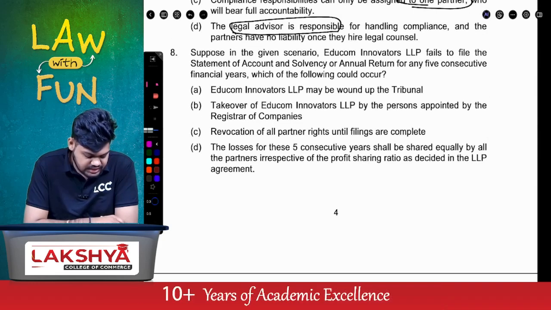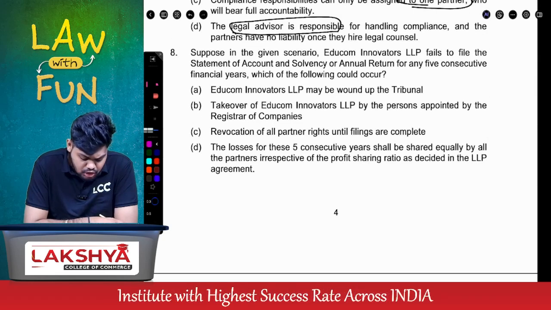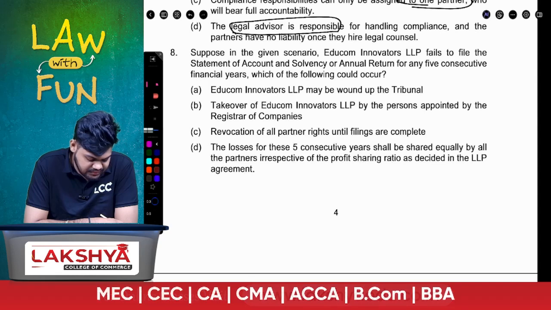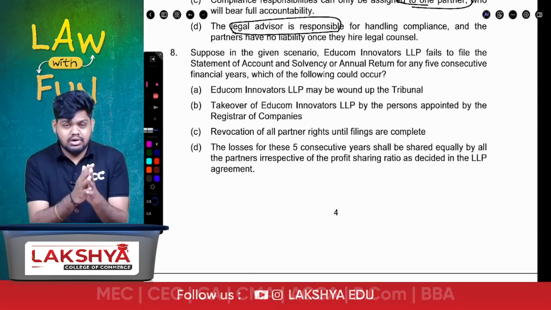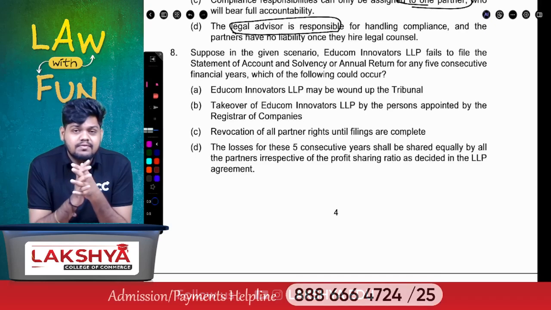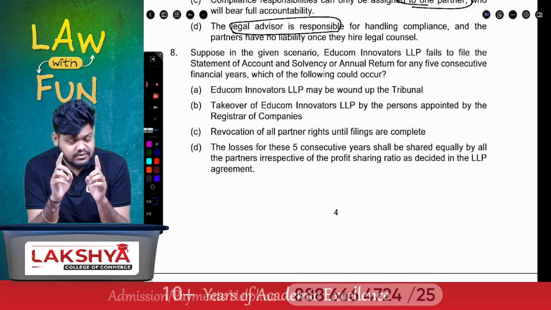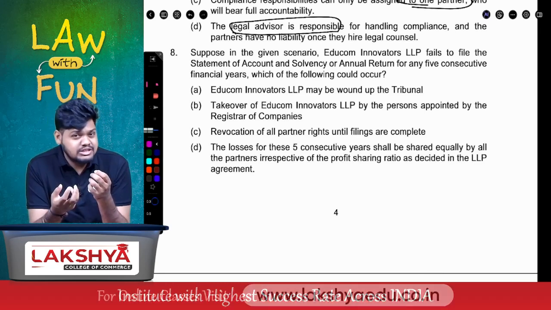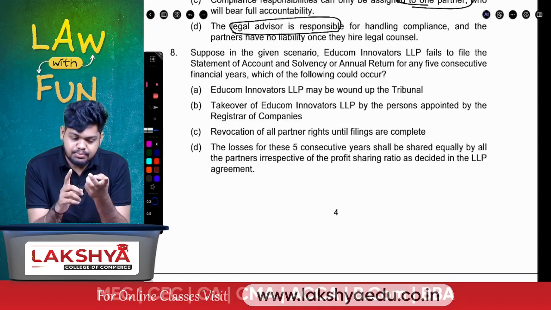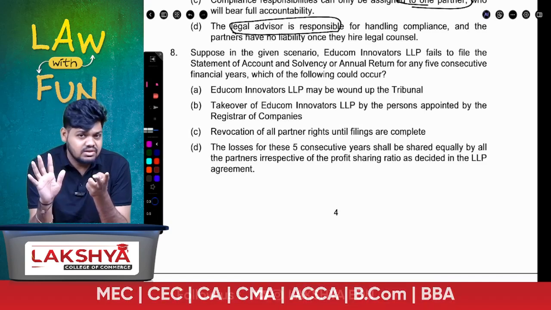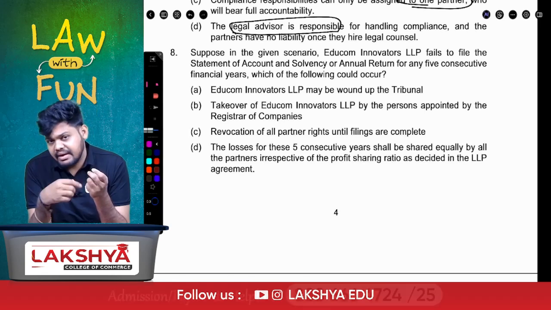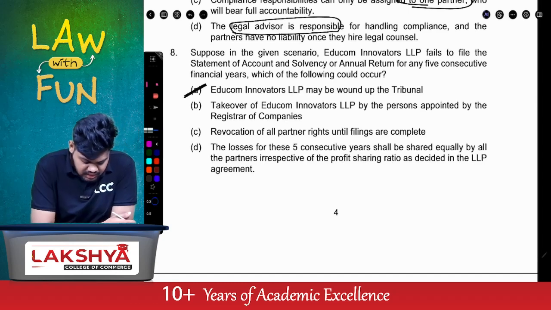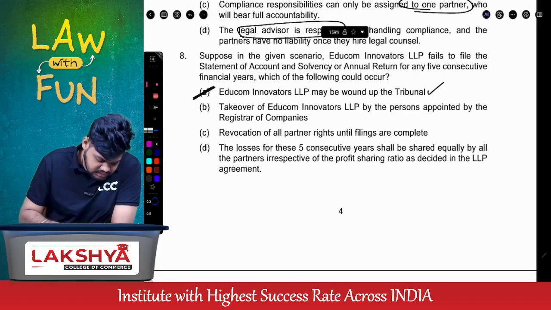The last question of the case study. Suppose in the given scenario, Educom Innovators LLP fails to file the statement of accounts and solvency for 5 consecutive years. Remember, we had an important concept of LLP, winding up of an LLP by an order passed by the tribunal. The third or fourth point in this process was where the LLP has failed to file statement of accounts or solvency or the annual returns for a consecutive period of 5 years. The NCLT, the tribunal, may pass an order for winding up. So Option A, may be wound up, is the right answer.